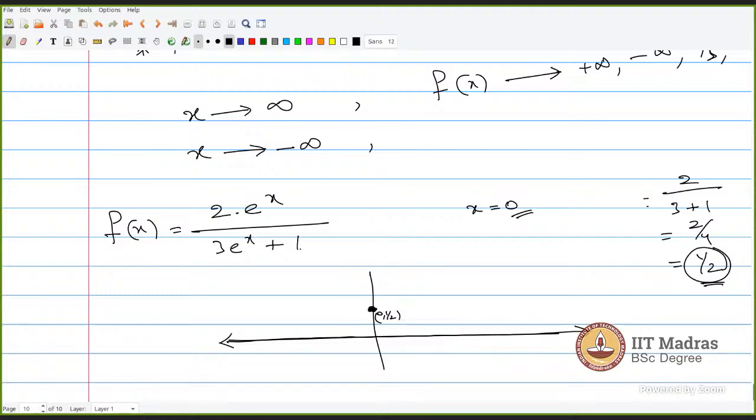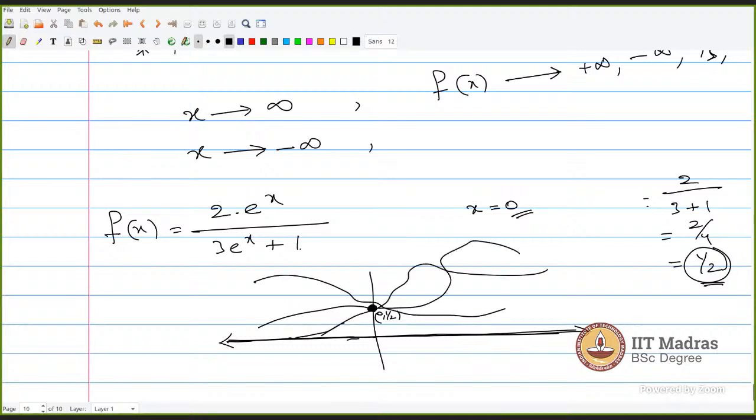So the graph should be above only, because we know one point on the graph, which is above, and we know that it will never intersect the x-axis. So the graph will lie inside this region. Either it should be like this or like this. However it is, it should not go below, and it should cross this point. What about asymptotes? y equal to 0? No, asymptotes are not there.